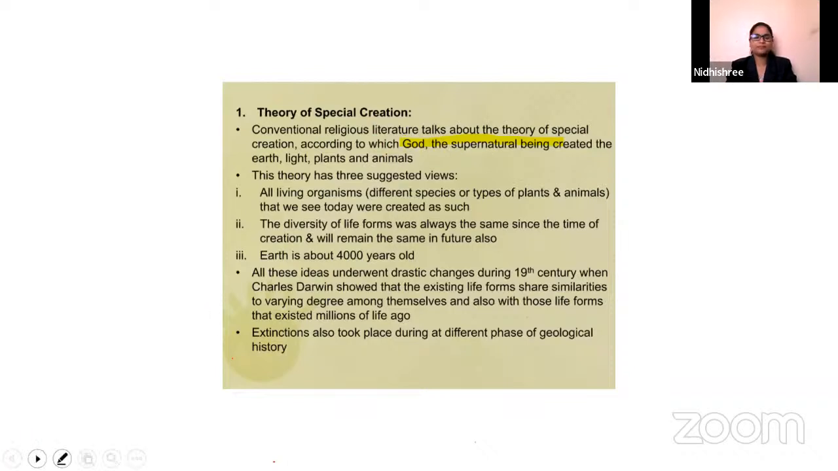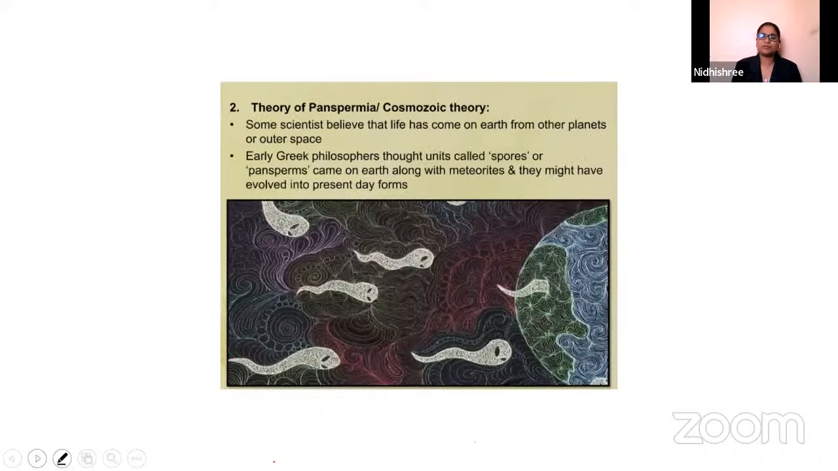Okay. Next. Theory of panspermia, or it is also called the cosmozoic theory. Some scientists believe that life has come on Earth from other planets or outer space. Early Greek philosophers thought units called spores or panspermia came on Earth along with meteorites and they might have evolved into present day forms. So this is about the first 2 theories.